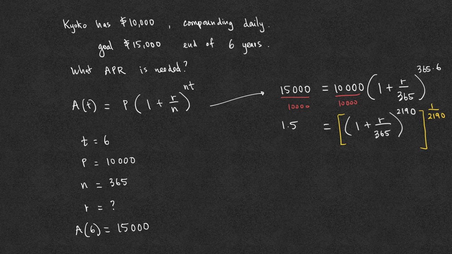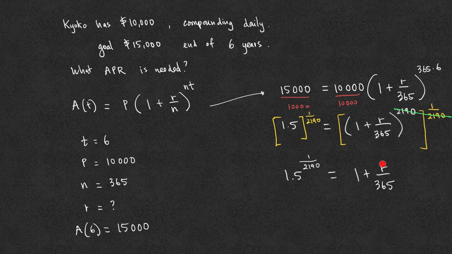But if we do that on the right-hand side of the equal sign, we need to do the same thing on the left-hand side by raising it to 1 over 2190. The law of exponents guarantees that when we raise a power to another power, we simply multiply the two powers, and that is the reason the reciprocal cancels it out. We can cross these out because a number times its reciprocal is 1. And so we end up with 1 plus r over 365 on the right-hand side. On the left-hand side, we keep 1.5 raised to 1 over 2190. We don't need to evaluate it now because we're going to use a calculator anyway.